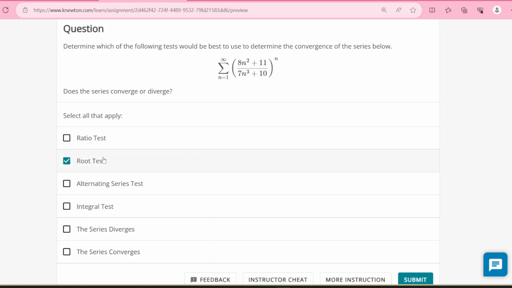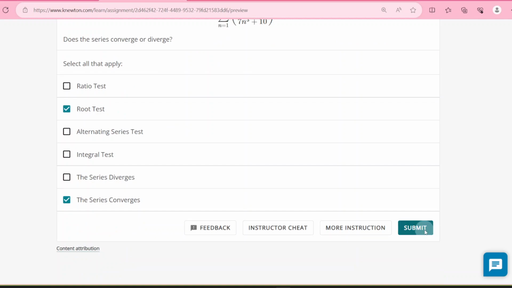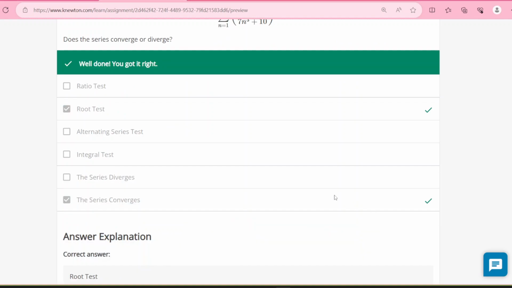And then we went through it. So I choose my test that would be best. And then we have to also select all that apply. Answer the question, does the series converge or diverge? We saw that our limit from the root test was less than 1, so the series will converge. And great.